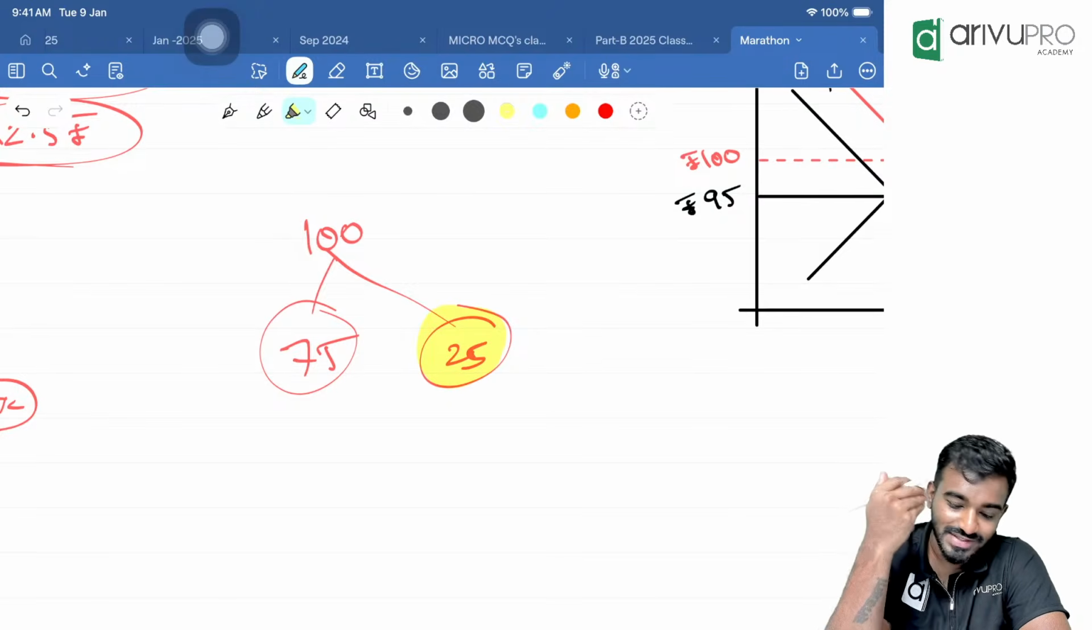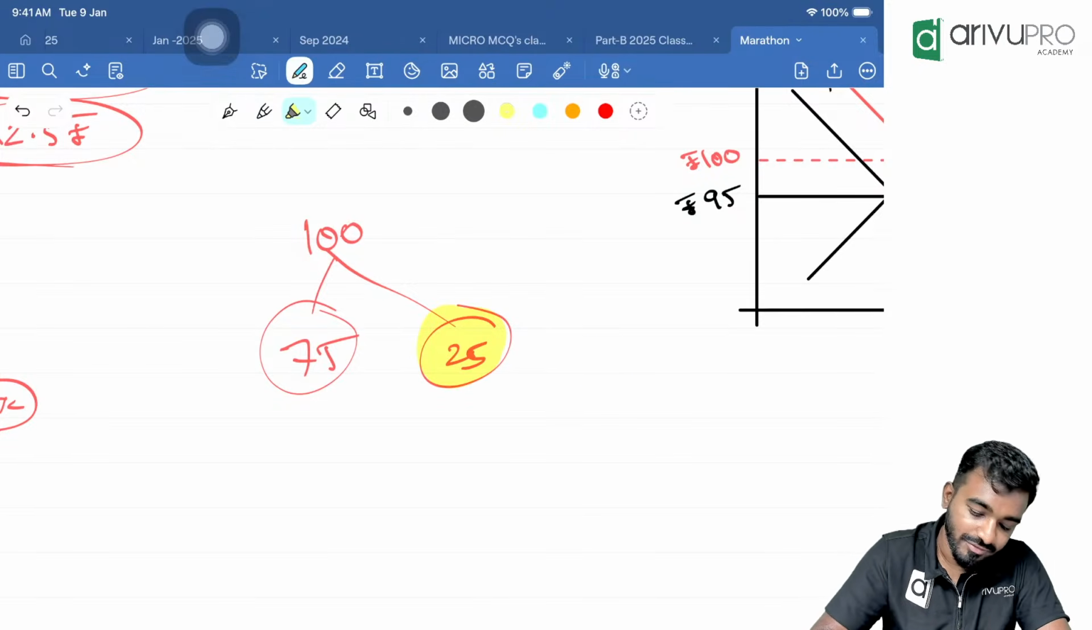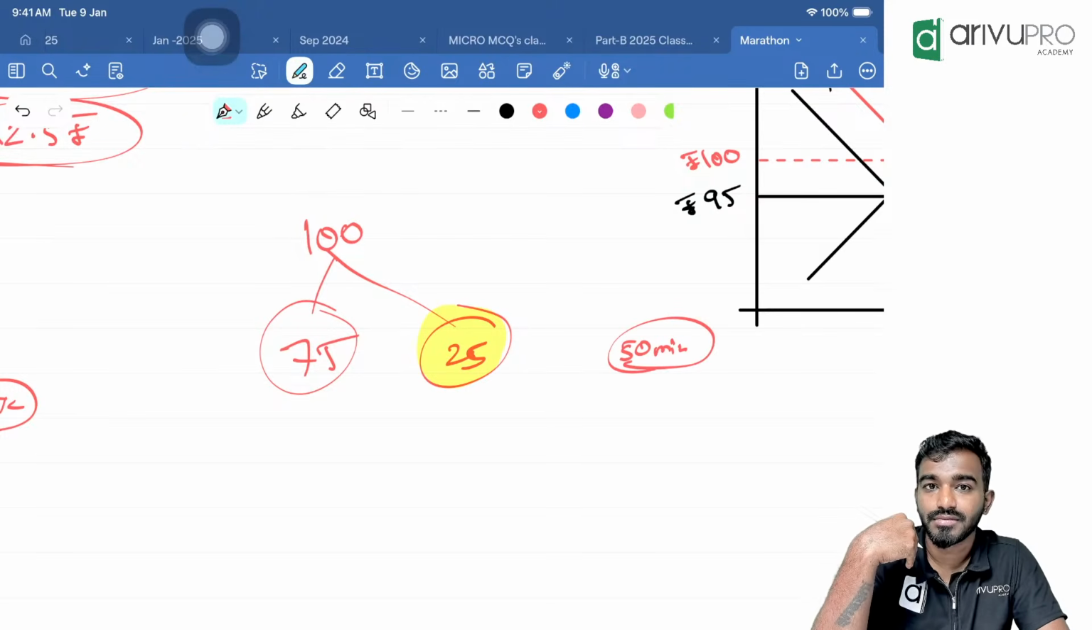At home, even when you are sitting and practicing, keep a timer and then solve the questions. Let's say 50 questions you are solving. You should be able to solve it within 50 minutes, and the last 10 minutes for scrutiny. Like what have you attended, what have you not attended, do you know that, don't do this.